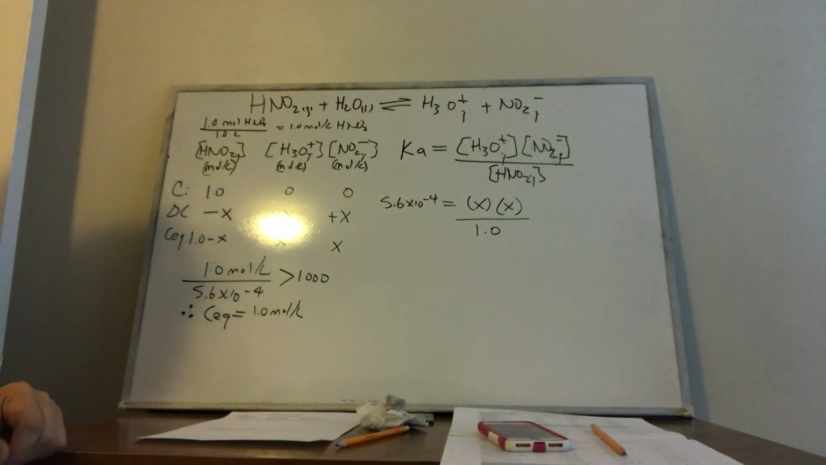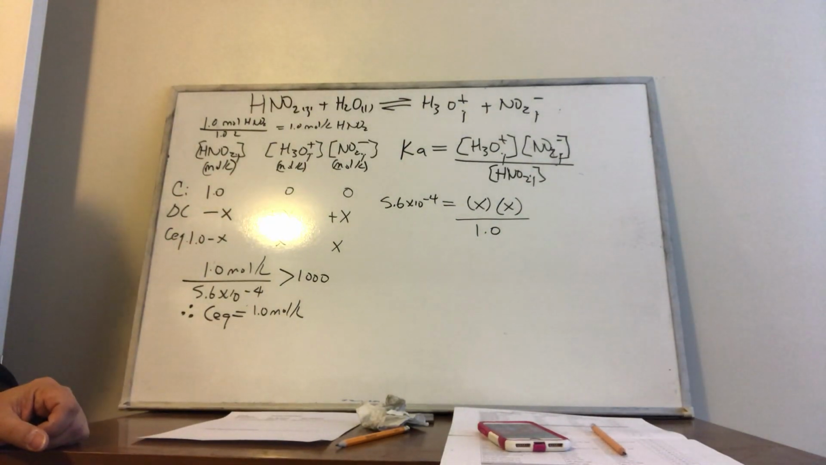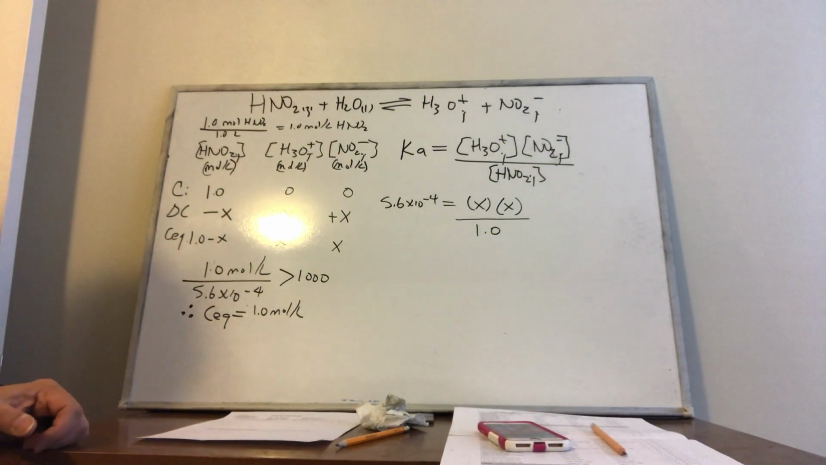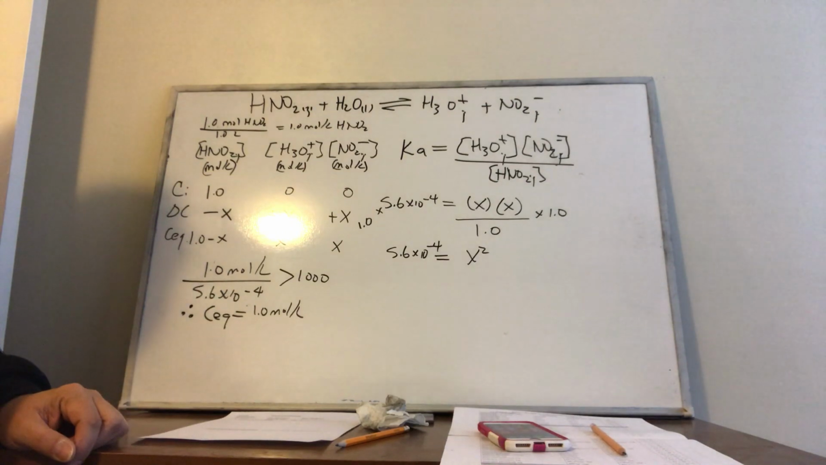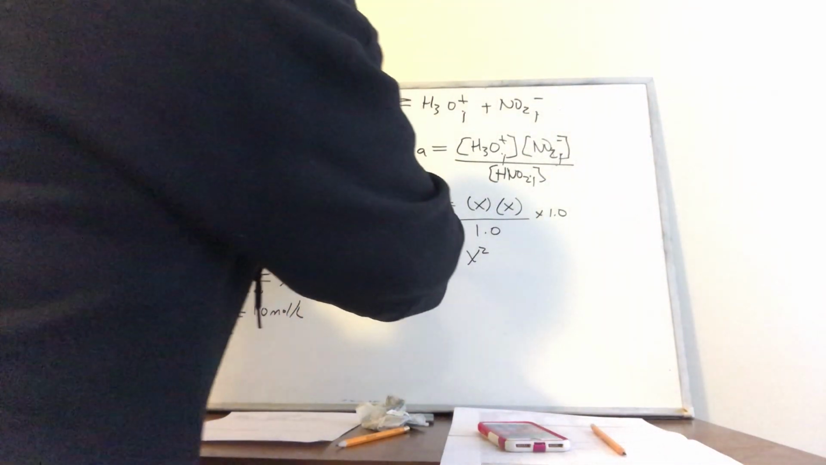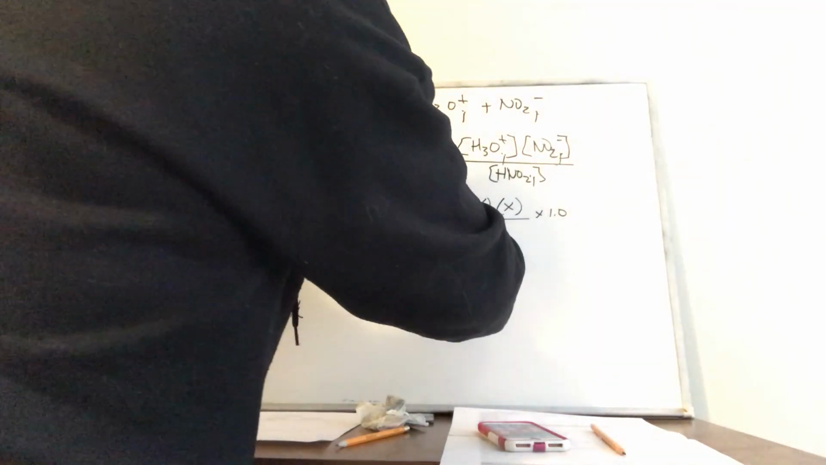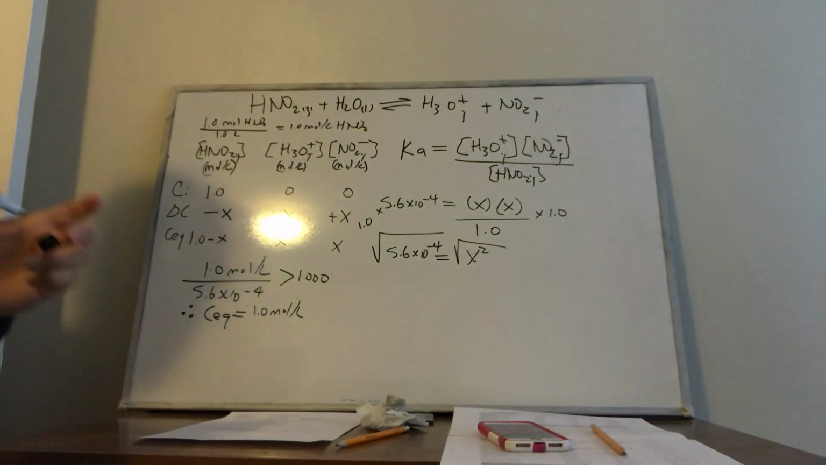So there's my substitution. Now I do some algebra, so I multiply both sides by 1.0. So I get 5.6 times 10 to the minus 4 is equal to x squared. And when I square root both sides, I will get my answer.